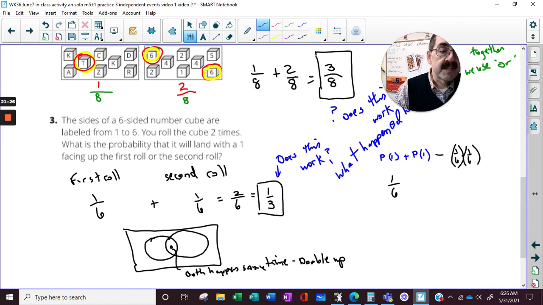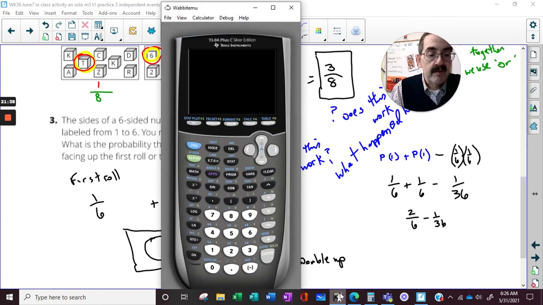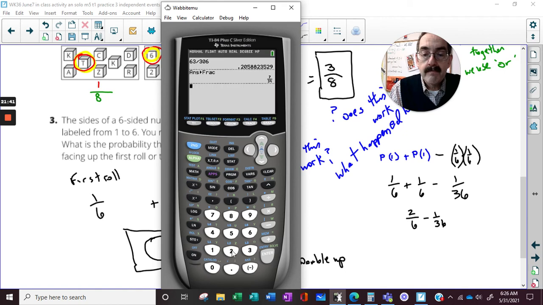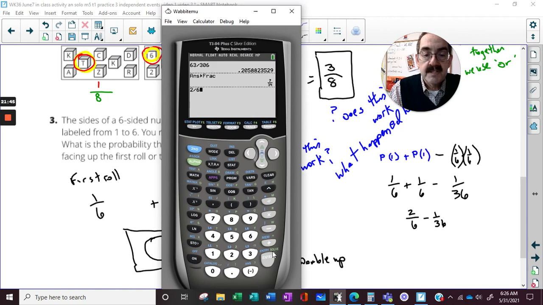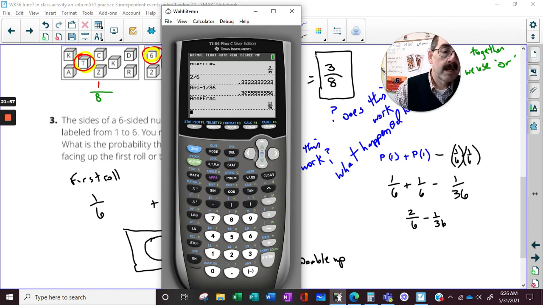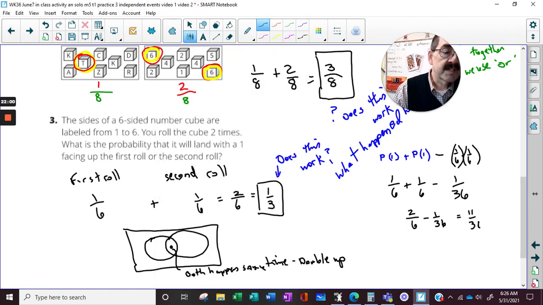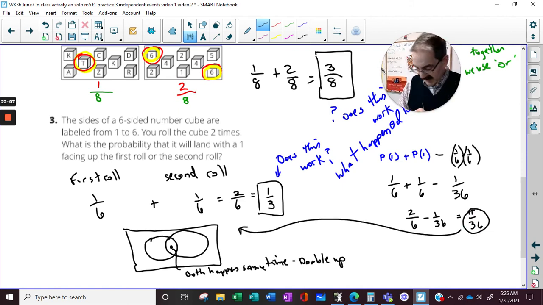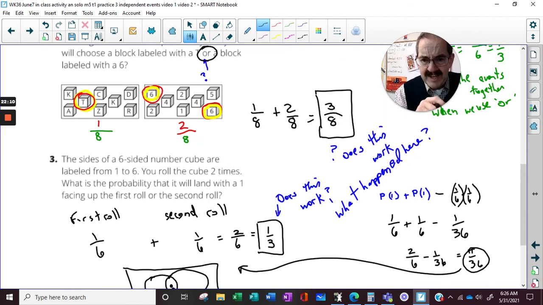So 1 out of 6 plus 1 out of 6 minus 1 over 36. 2 over 6 minus 1 over 36. I'm going to use a fancy calculator here. 2 divided by 6 equals that. Minus 1 divided by 36 equals that. Math, enter, enter. Okay, 11/36 of the time this will happen. Okay, now let's go back here.